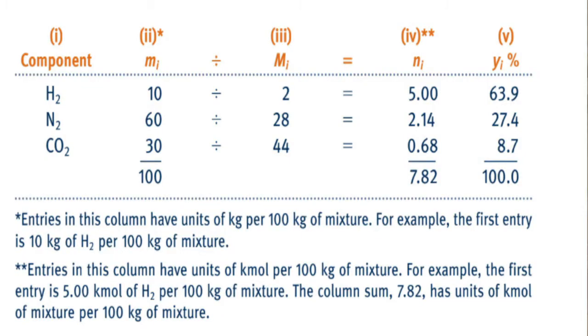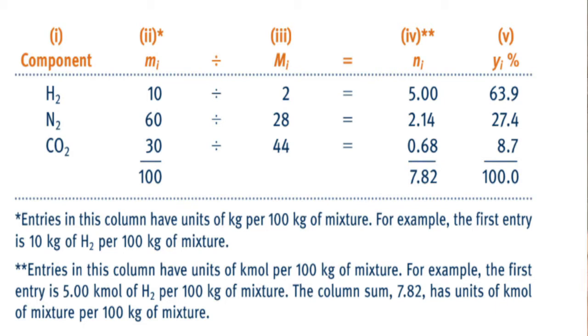Values are listed in column 2 of the accompanying table. Column 3 of the table gives the respective molecular weights of the components. Column 4 of the table gives the amount Ni of each component in kmol per 100 kg of mixture. Obtained using equation 12.1, the values of column 4 are obtained by dividing each value of column 2 by the corresponding value of column 3.